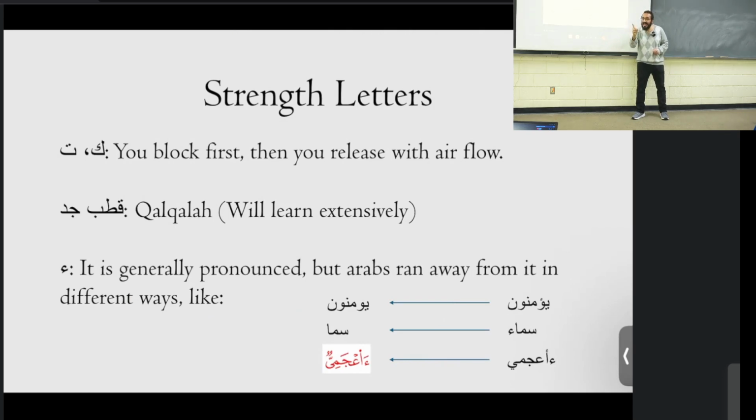We don't say a, we say a. We eat it up. You eat it up a little bit. Why do people eat it up? Because it's very difficult to say the hamza. So the Arabs used to eat up these things.